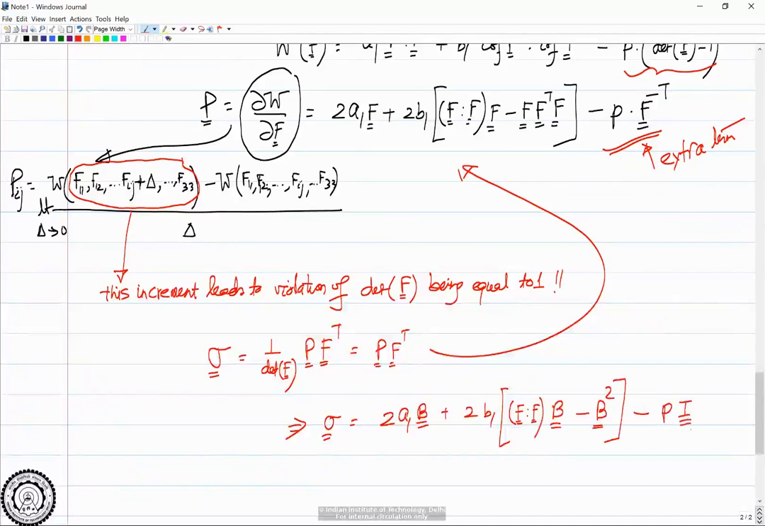So this is something I guess you all must be familiar with from linear elasticity. If it is incompressible, then you have this extra term minus P times identity. And now this P has a meaning. It has the meaning of pressure.